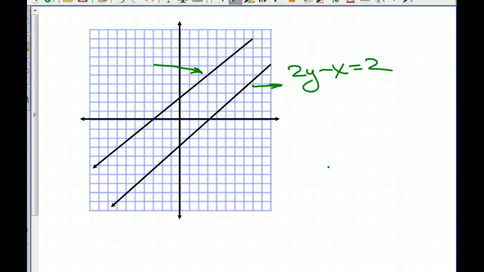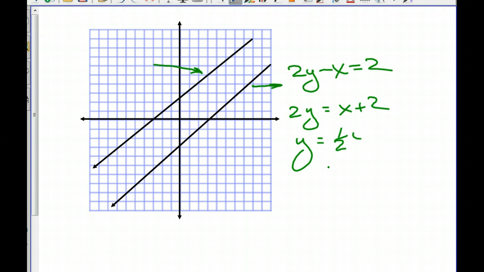First of all, let's put it in slope-intercept form. Oh, I see what you mean now. Okay, so there it is in slope-intercept form. The slopes are the same, Zach. What will always be different?